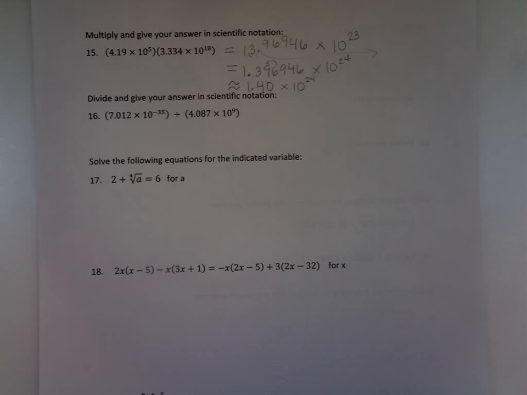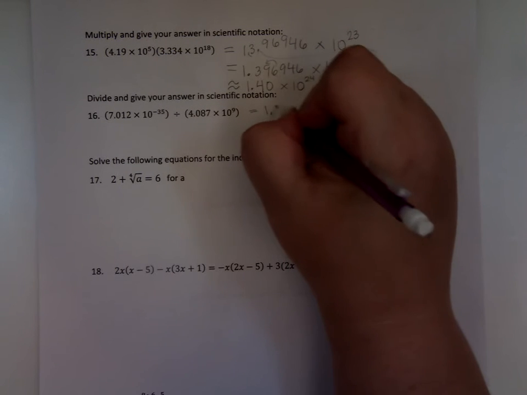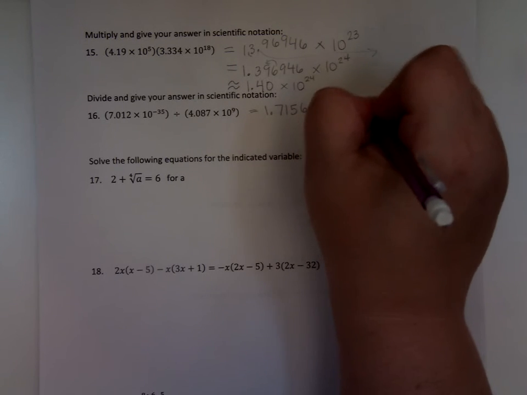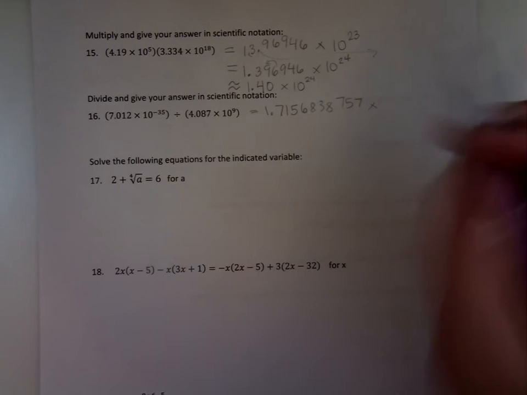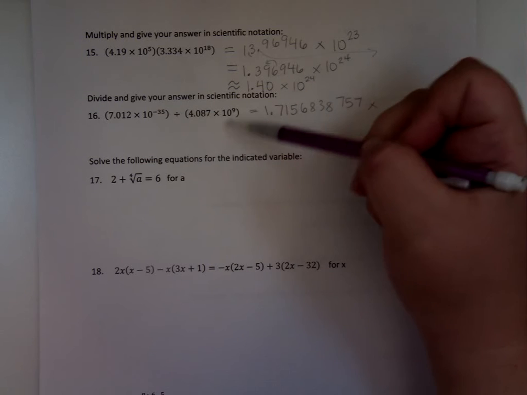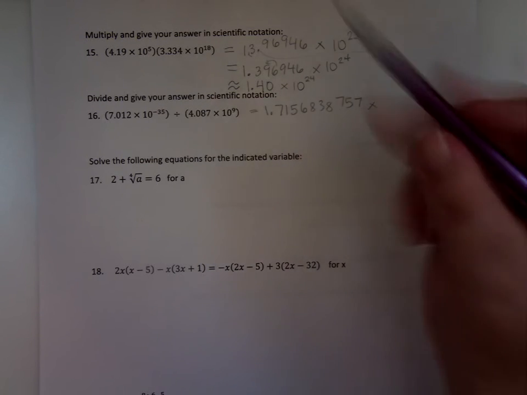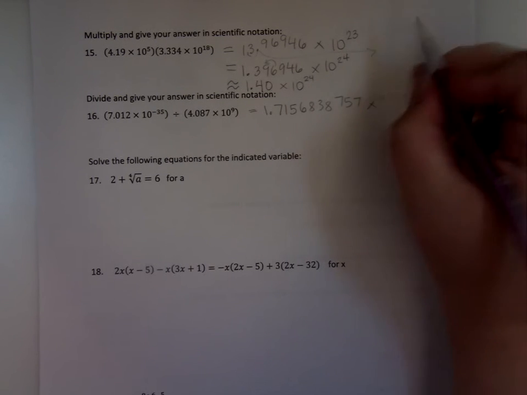Okay, if we look at the next one, let's divide the numbers. So 7.012 divided by 4.087 is going to give us 1.715683875. That's a lot of digits. You don't have to write them all because we're going to be rounding anyway, but I wrote them all. Okay, 10 to the minus 35 divided by 10 to the 9. So we're going to subtract. Negative 35 minus 9 is going to give us negative, oh, you got to write the 10 first. 10 to the minus 44.